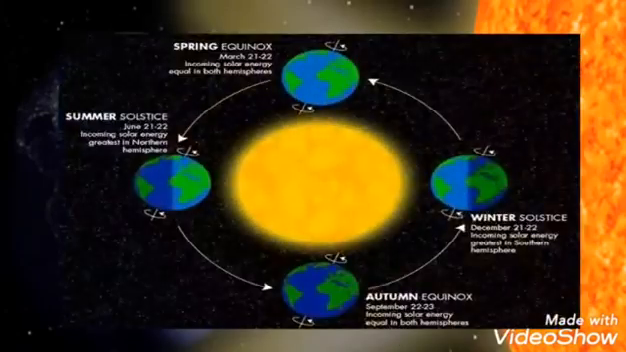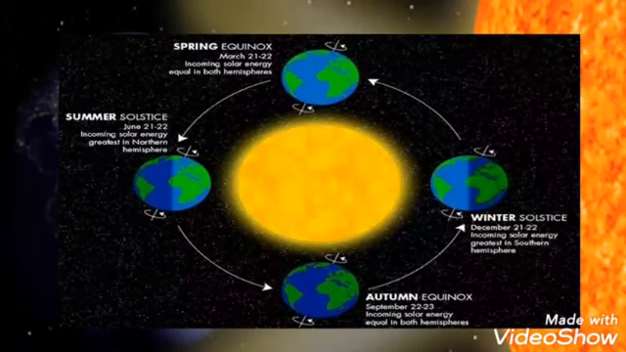The diagram shows the position of the Earth in its orbit around the Sun at different months of the year.